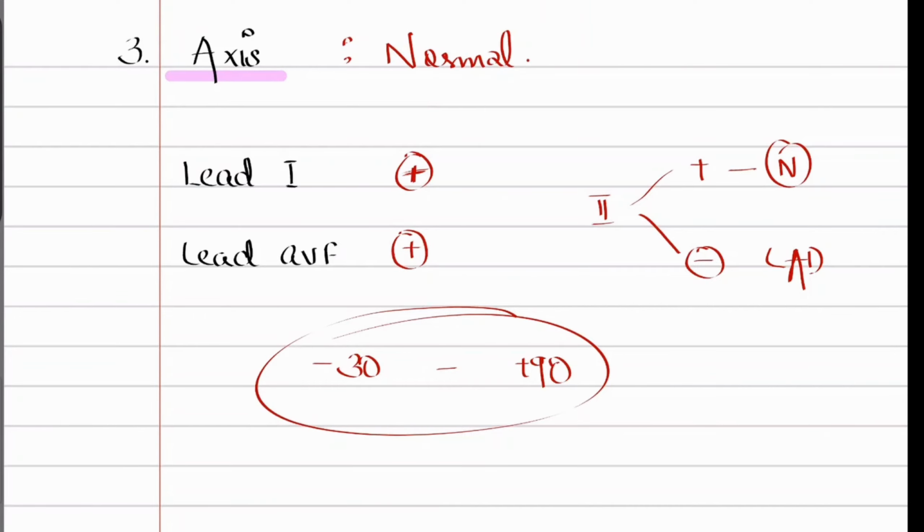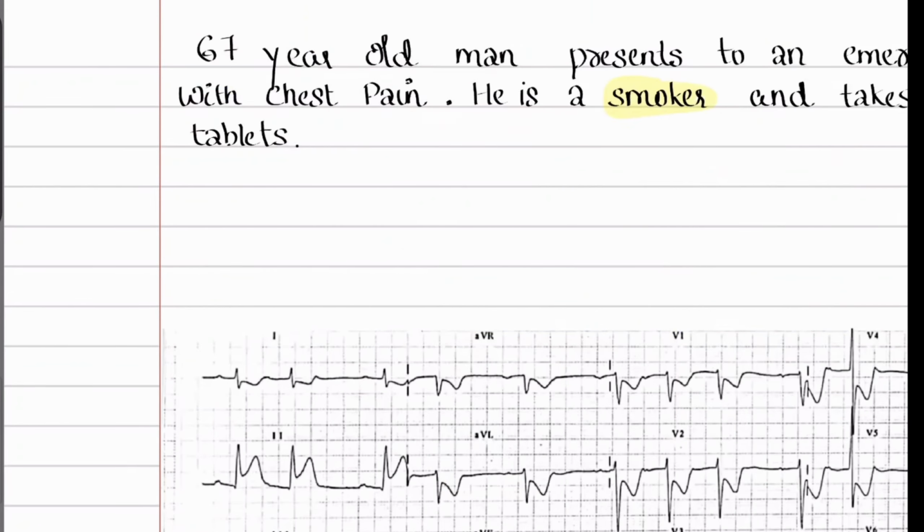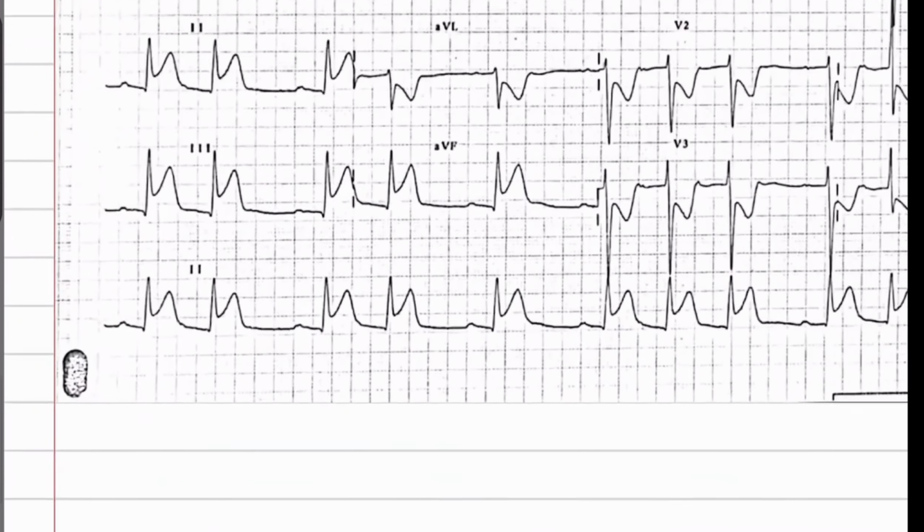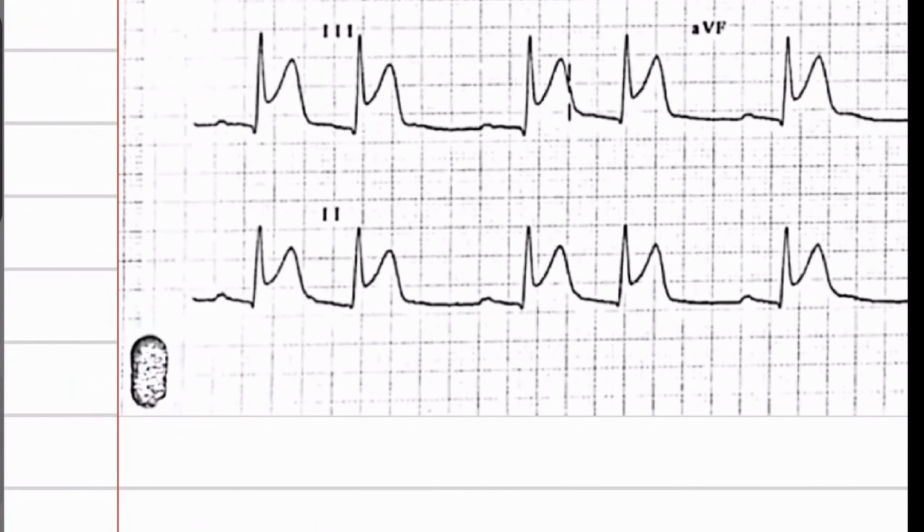Next comes the PR interval. When you look at the rhythm strip, the PR interval starts from here and ends here. It is 7 small squares. Okay, PR interval is 7 small squares.